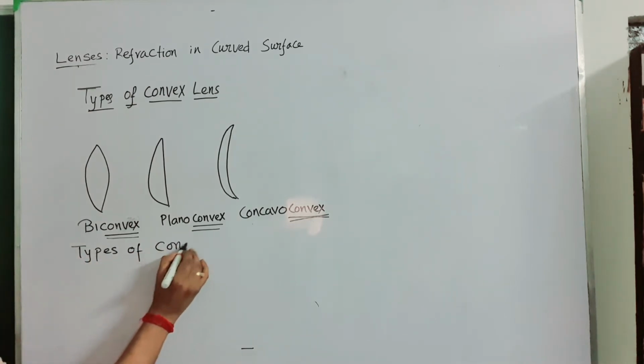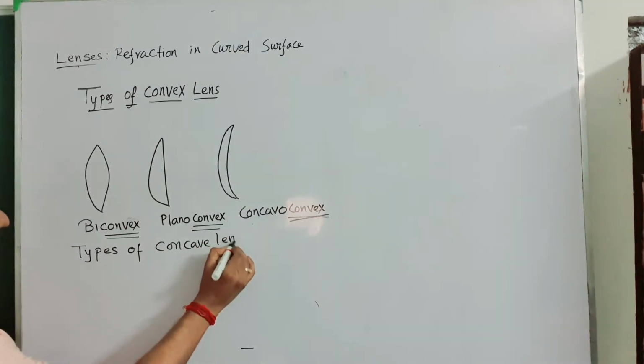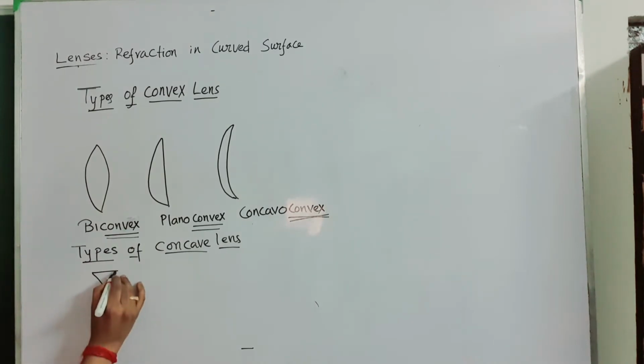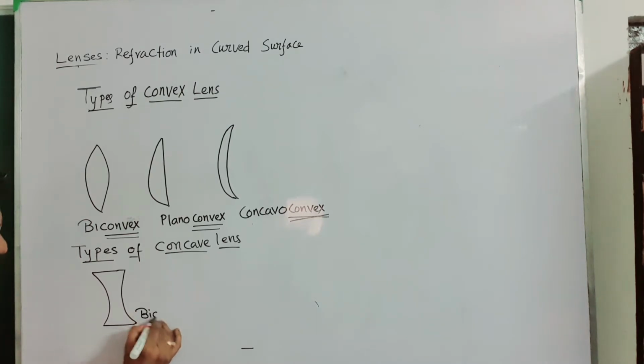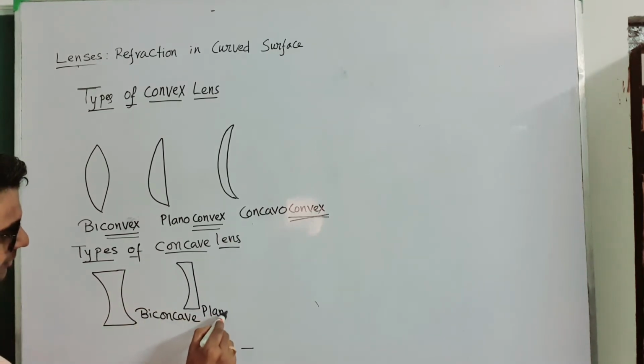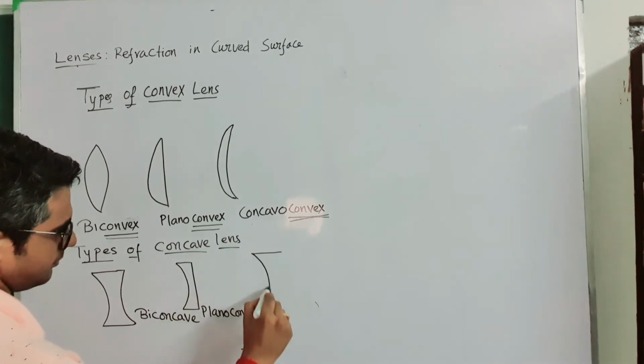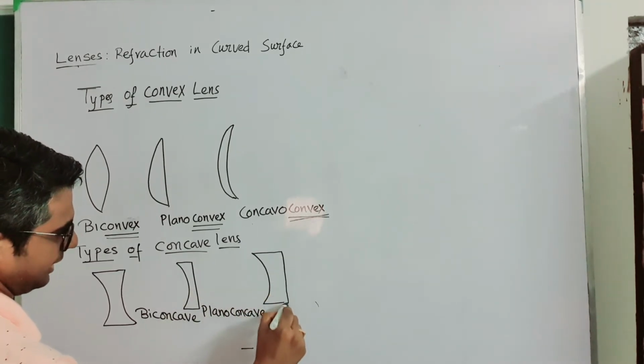Types of concave lens. One is simple concave, that is, we can call this a biconcave lens. Biconcave lens. Next is plano-concave. Yes, the title should remain the same.